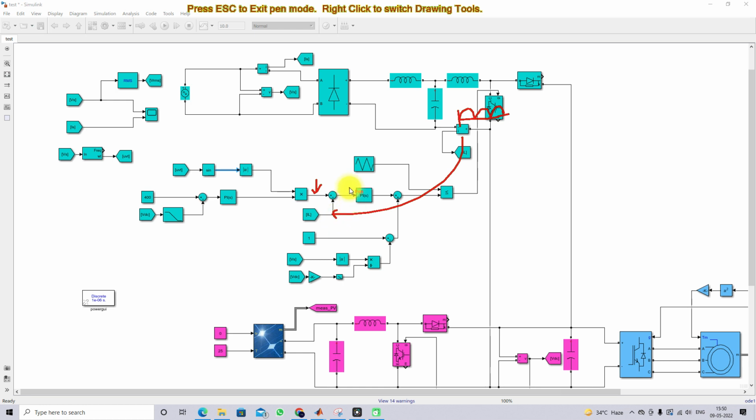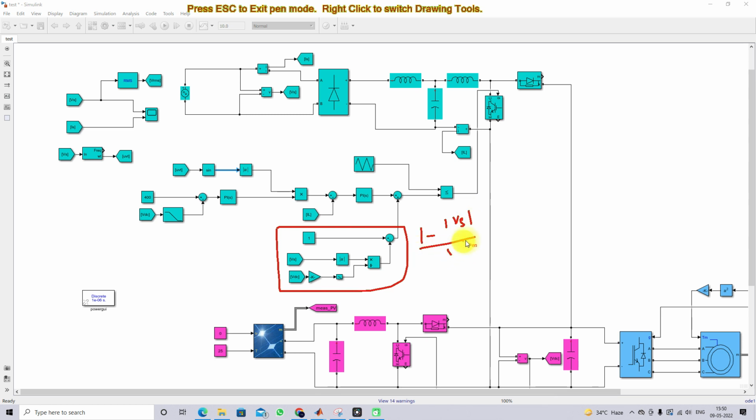After that we get the error current, which is processed via the PI controller. Here we are generating another component, a duty cycle, based on this concept: 1 minus the modulus of Vs divided by Vdc. This generates some duty cycle.